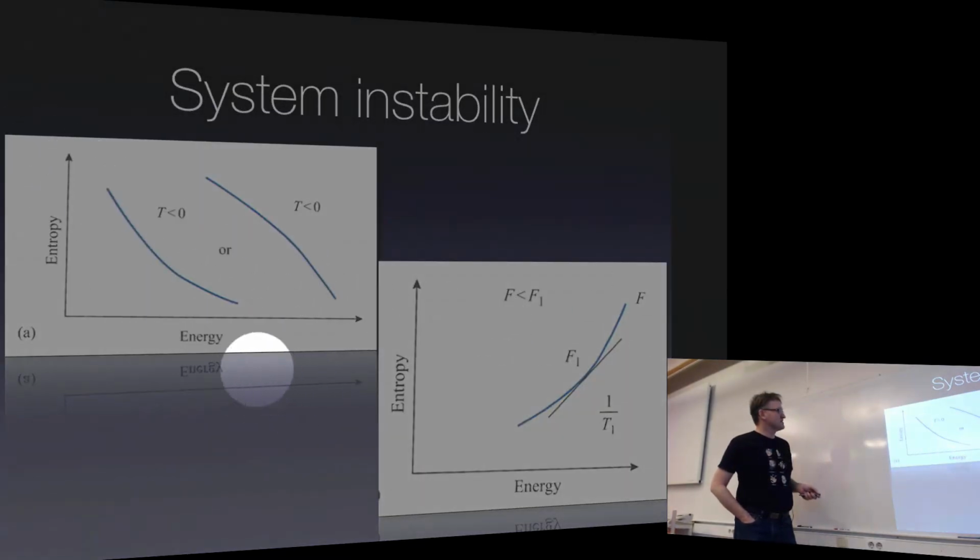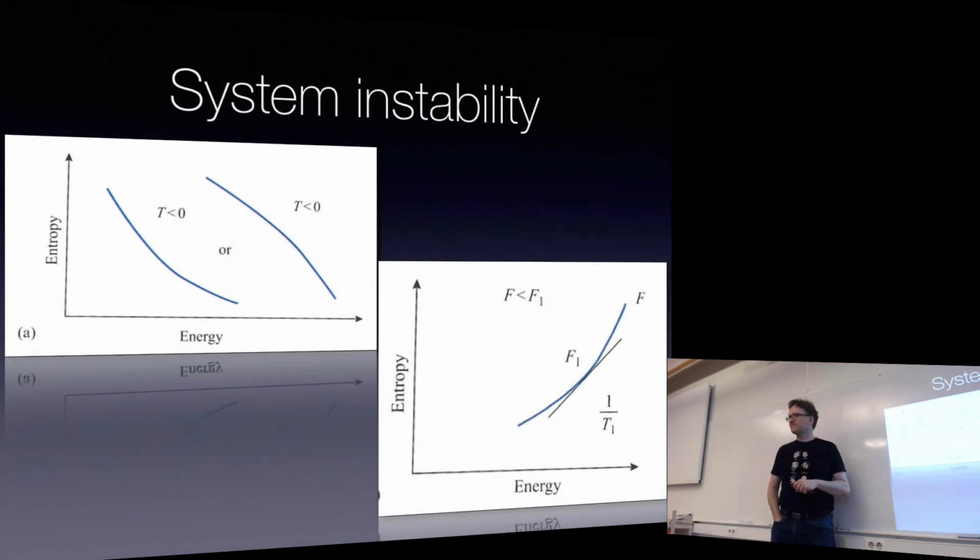In these cases, both of these curves have negative derivatives, right? And that means that 1 over the derivative is also going to be negative. So both these shapes would correspond to negative temperatures. Can you have negative temperatures? What forbids you from having negative temperatures? You can't have less energy than zero.